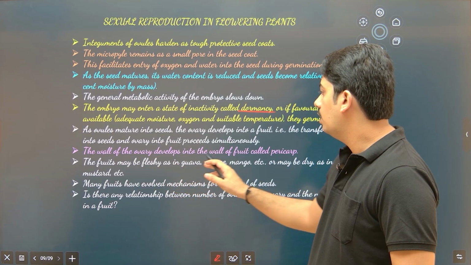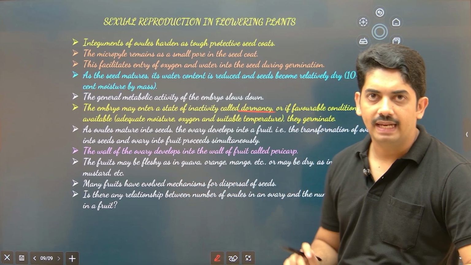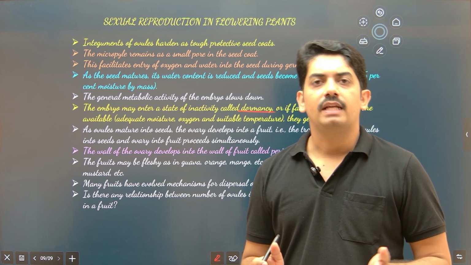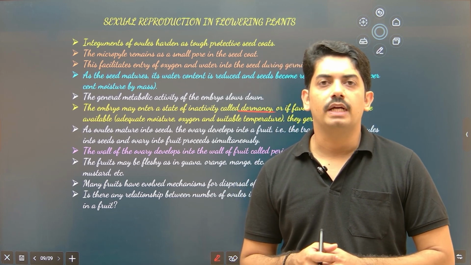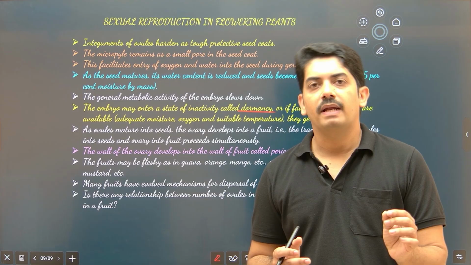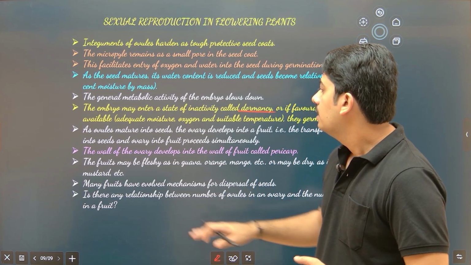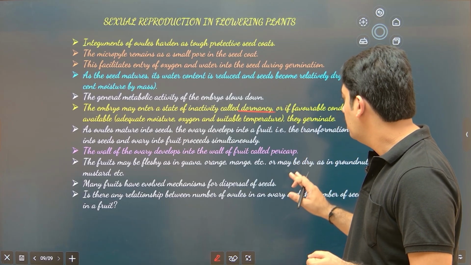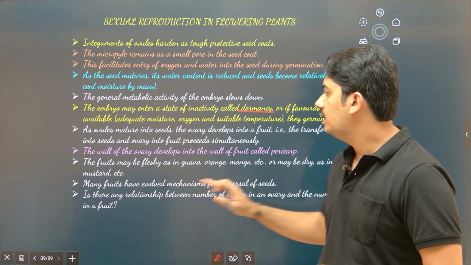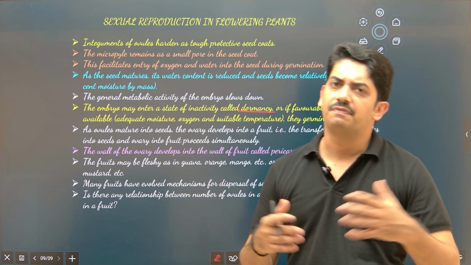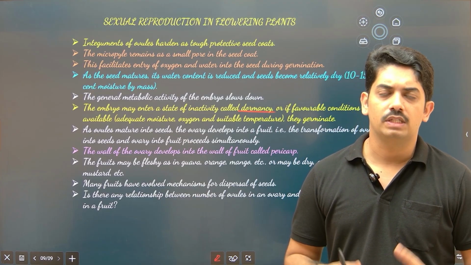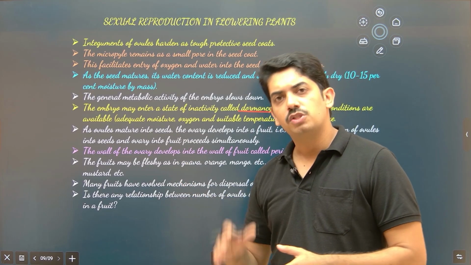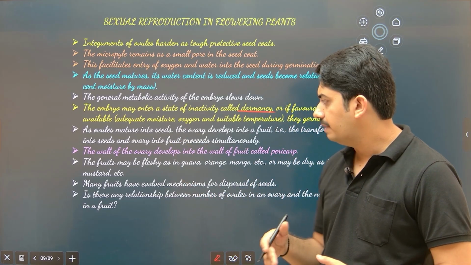The wall of the ovary develops into the wall of the fruit called pericarp. In morphology, you have studied this. What is pericarp? Pericarp is present external to the endocarp, where mesocarp and epicarp are present. Okay. The fruit may be fleshy, as in guava, orange, mango, etc., or may be dry, as in groundnut and mustard. There are different types of fruits: fleshy fruits, dry dehiscent fruits. Okay, so some of the examples you studied in morphology of flowering plants.